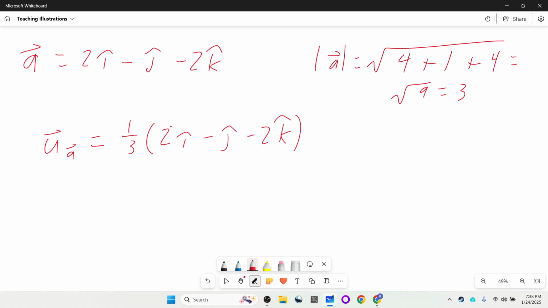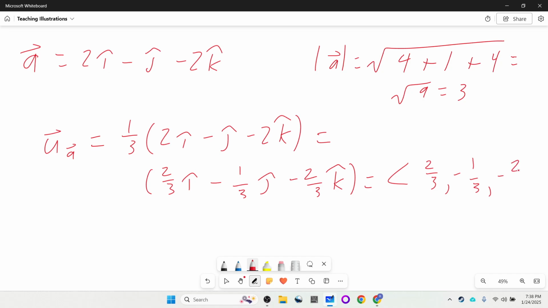Let's get this 1/3 out front and this here. This is sometimes easy for calculations because it's all whole numbers. On the other hand, you might want to multiply it in. So if that's the case, you could write it as 2/3 i minus 1/3 j minus 2/3 k. Or 2/3, negative 1/3, negative 2/3.